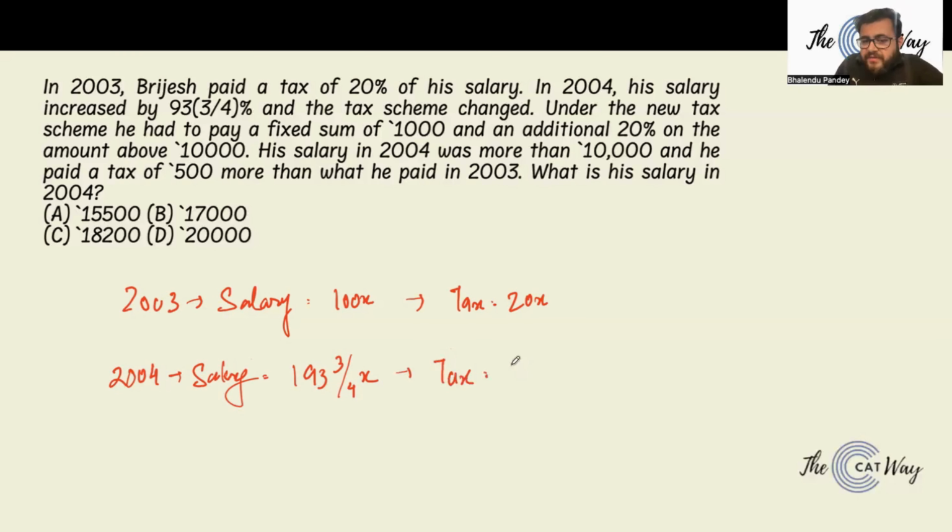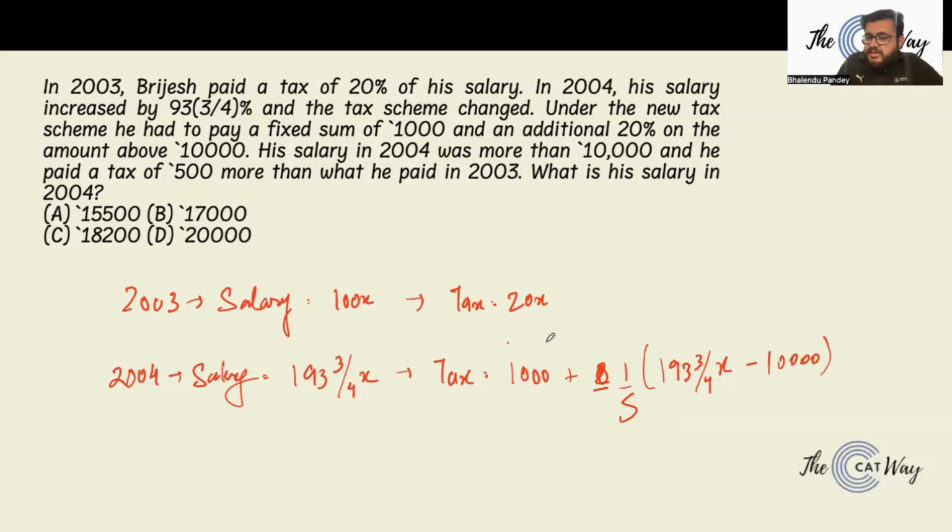He has to pay a fixed sum of 1000 apart from anything that he has earned above 10,000. So what part is above 10,000? Let's say 50 is how much above 10? 50 minus 10, 40 above 10. 70 is how much above 30? 70 minus 30, 40. So what value of his income is going to be above 10,000? Income minus 10,000, and its 20%. So 20% is 1 by 5 of 193 whole 3 by 4 x minus 10,000.